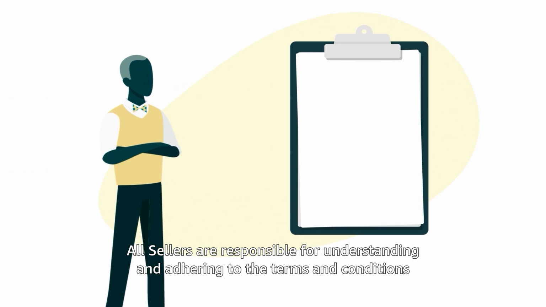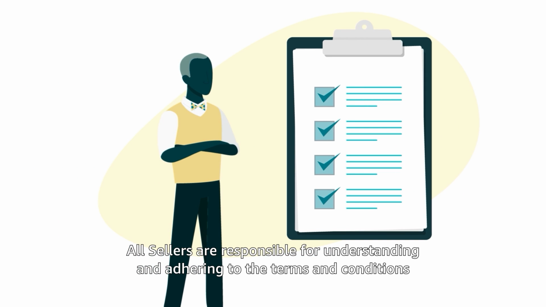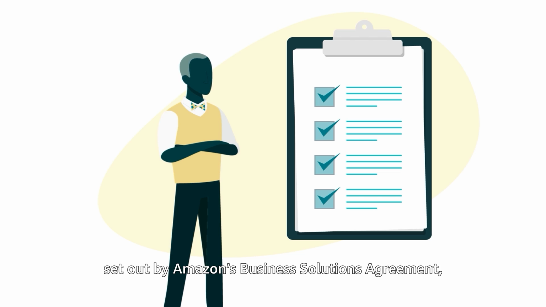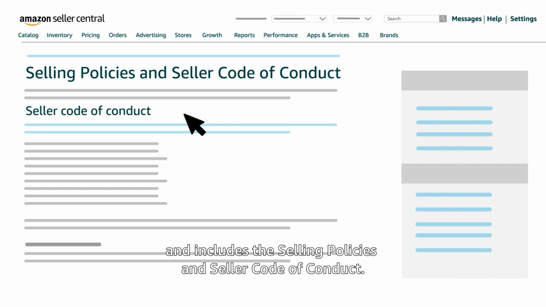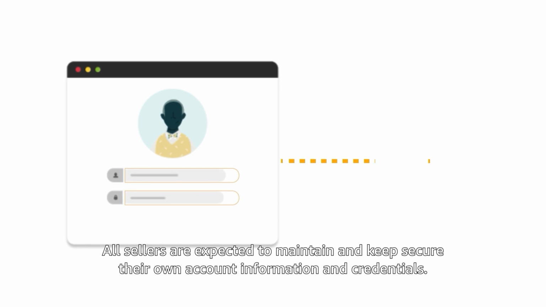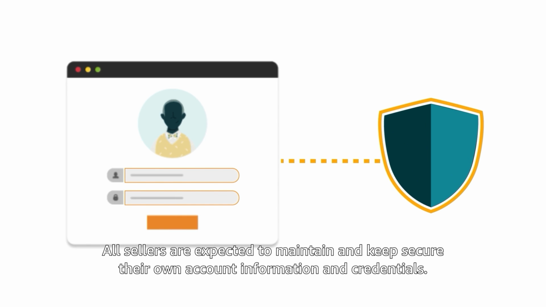All sellers are responsible for understanding and adhering to the terms and conditions set out by Amazon's Business Solutions Agreement, which is part of the registration process and includes the selling policies and seller code of conduct. All sellers are expected to maintain and keep secure their own account information and credentials.